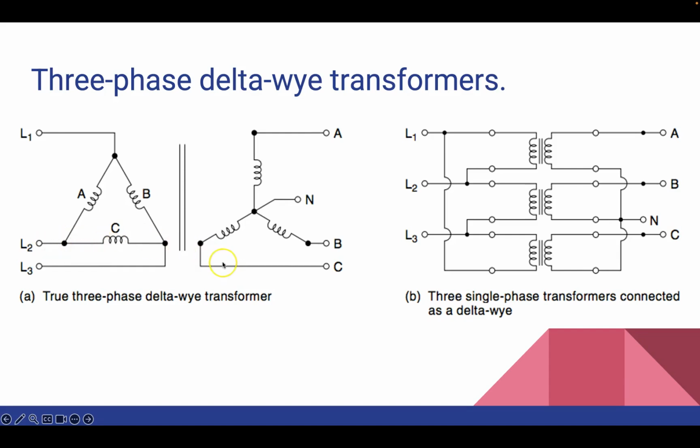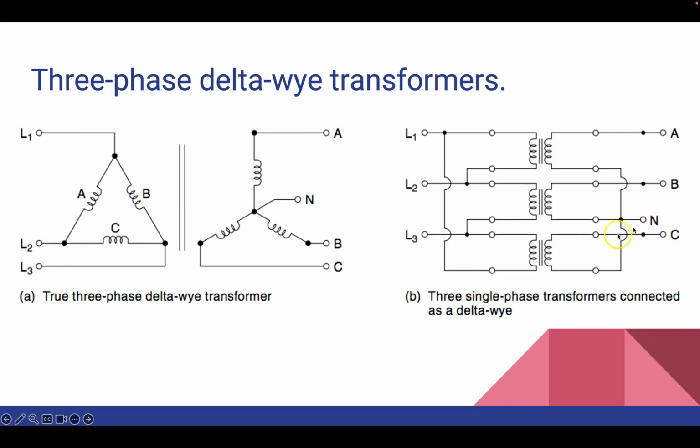In a delta-Y transformer, the primary winding is connected in the delta configuration, as you can see here, while the secondary winding is connected in the Y connection. And this arrangement allows for flexibility in voltage transformation and distribution.